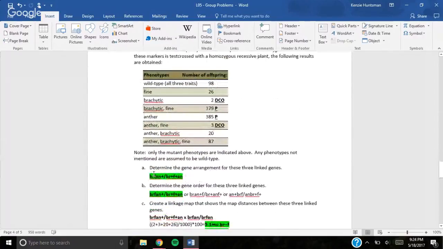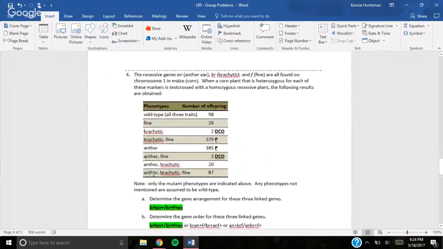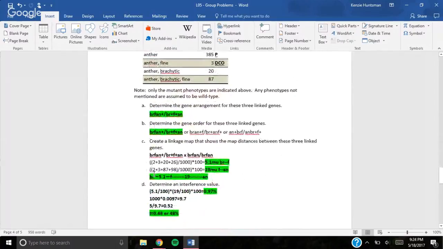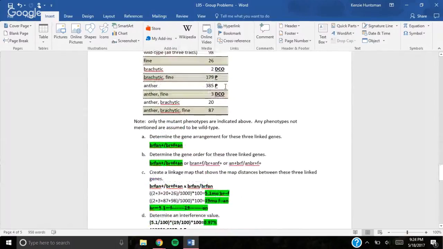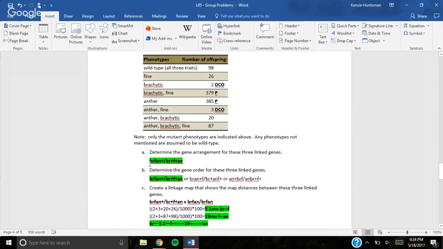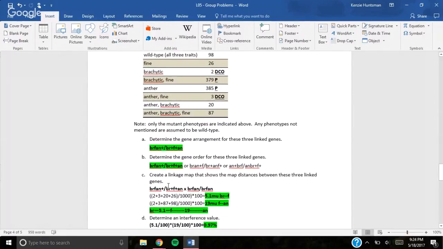So 4, moving on, same thing. We had BR, FA, and wild type over BR, wild type, F, wild type, AN. Then we did the same crossover that we did before because we could do it on this one. And we found that the F needed to be in the middle. So we chose that first one that's green.